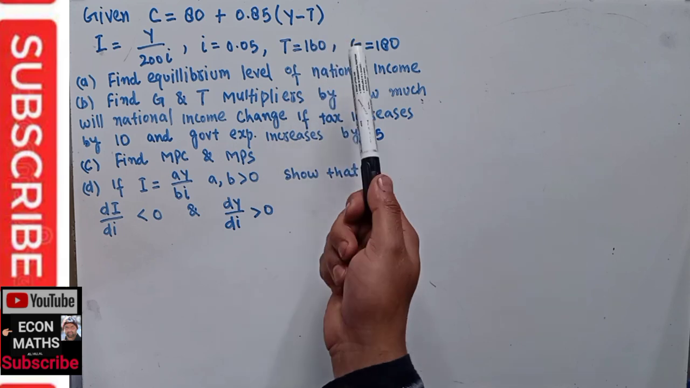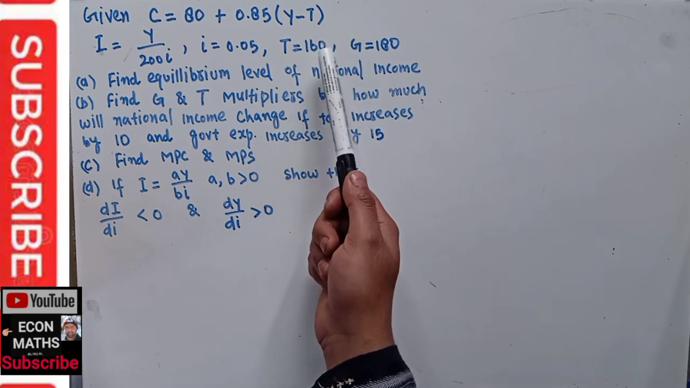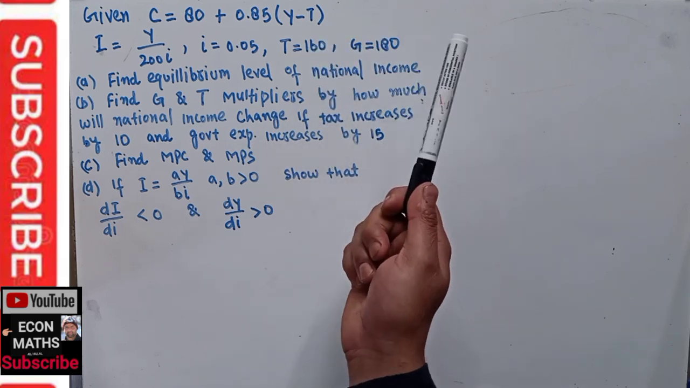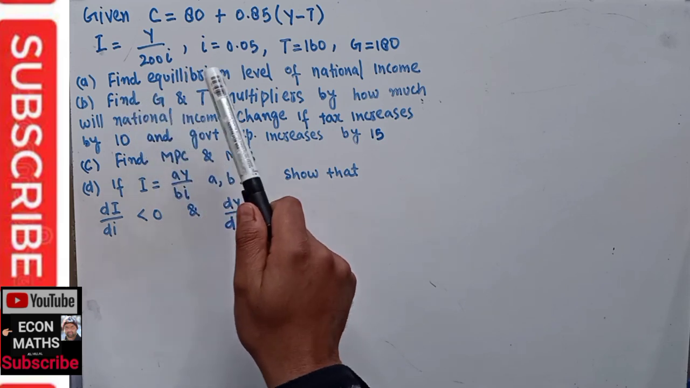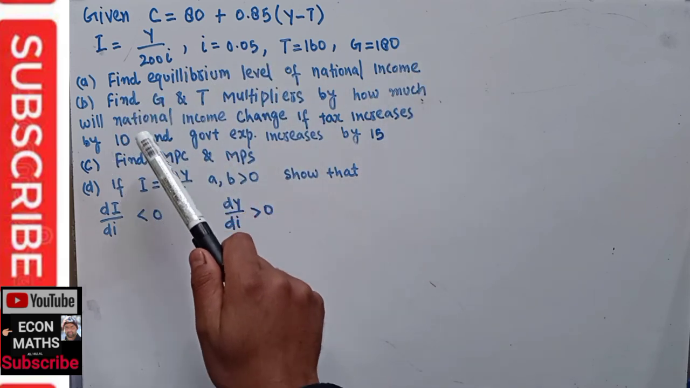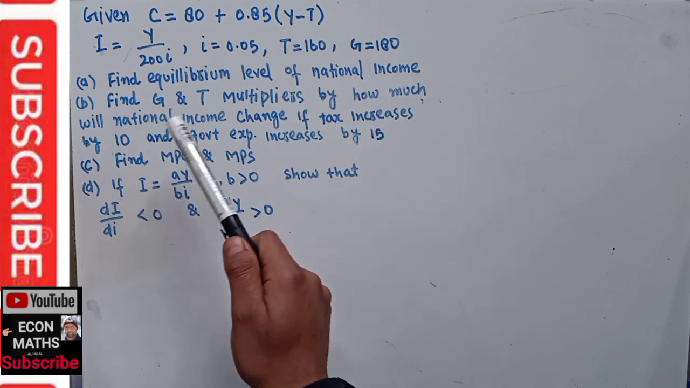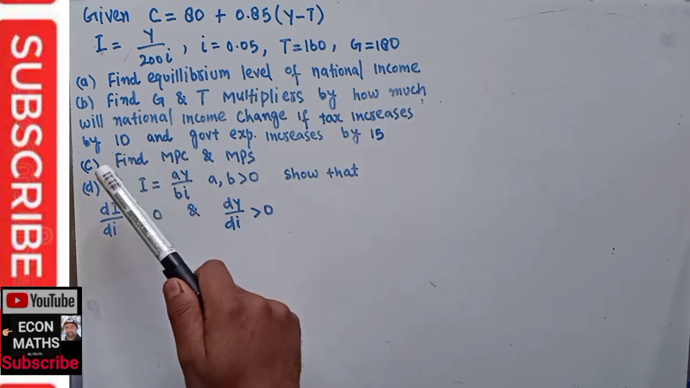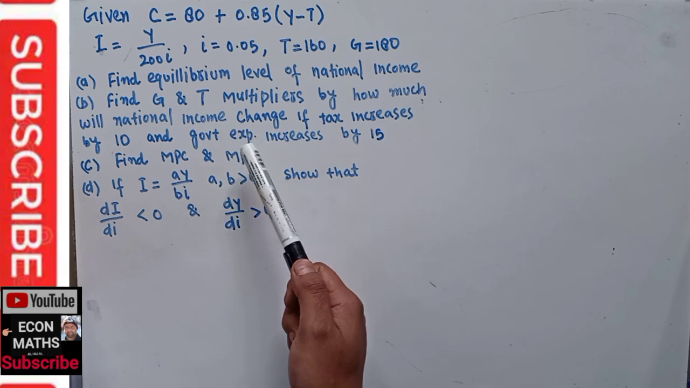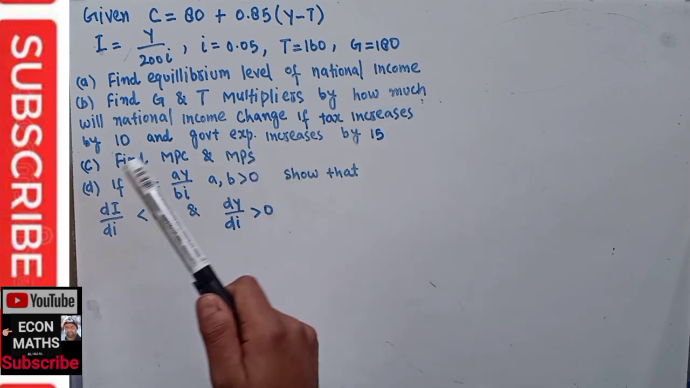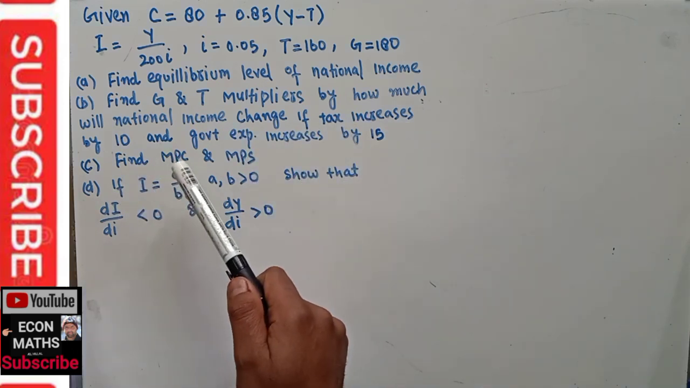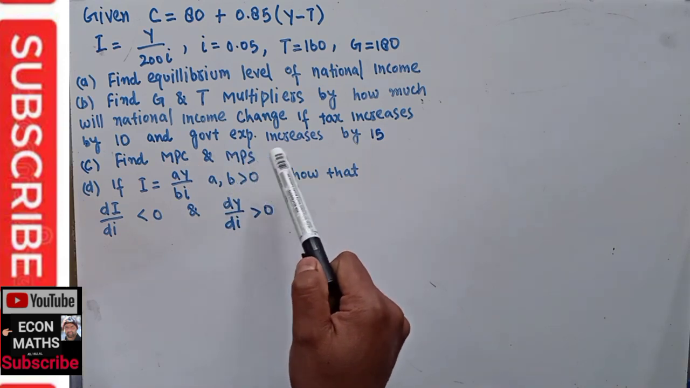Autonomous tax is 160 here and government expenditure is 180. We have to first find out the equilibrium level of income, then we need to find out the government expenditure and tax multipliers, and by how much will national income change if tax increases by $10 and government expenditure increases by $15. Also, we have to calculate the marginal propensity to consume and marginal propensity to save.